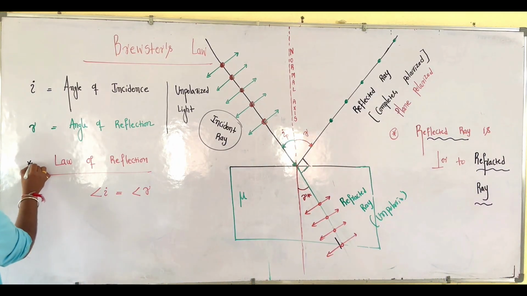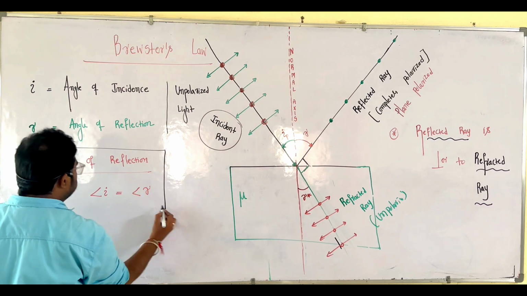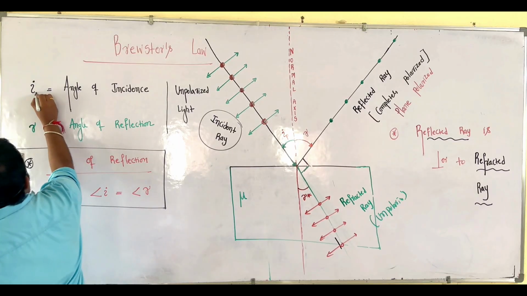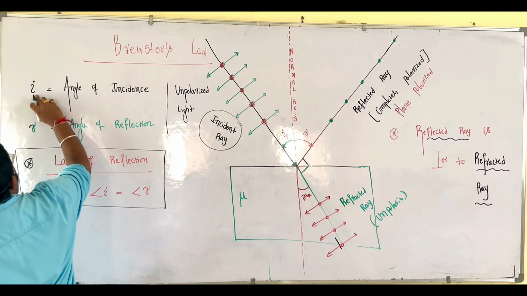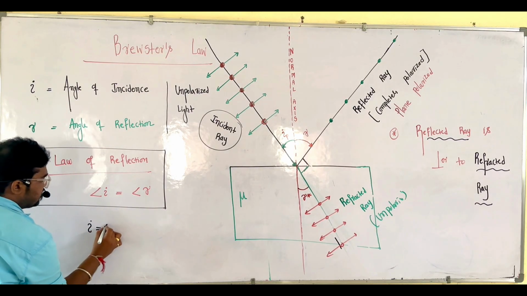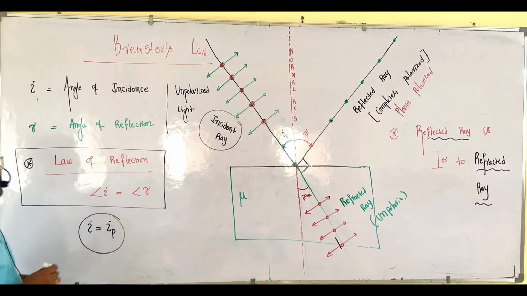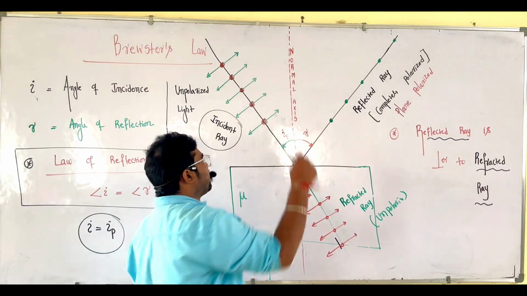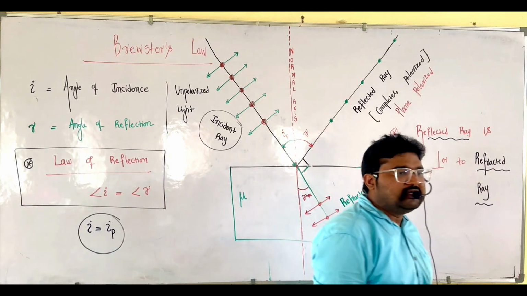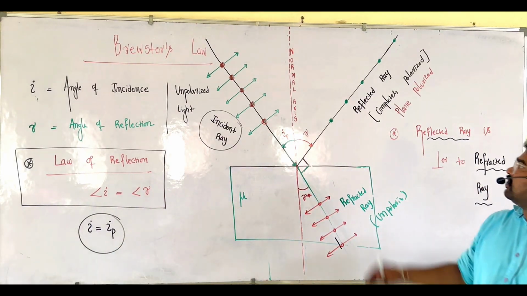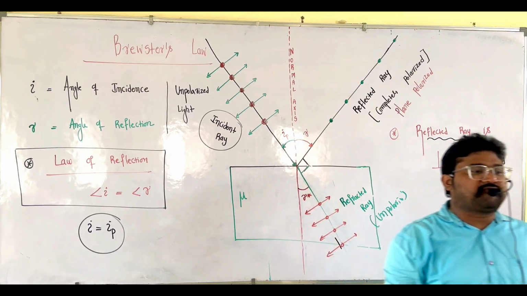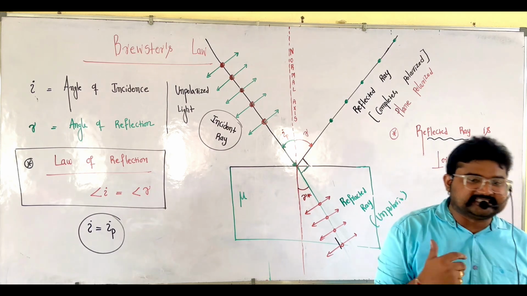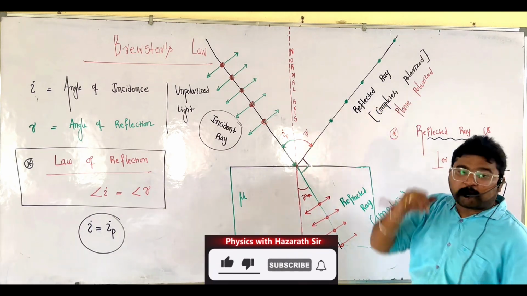Law of reflection. So I can take I as IP, I equal to IP, the polarizing angle of incidence. Polarization will occur at this particular angle of incidence. You will be getting a completely polarized reflected ray at this angle of incidence. Okay?